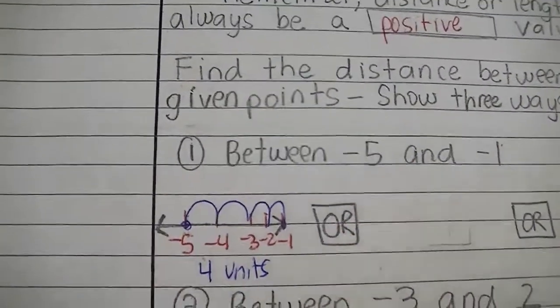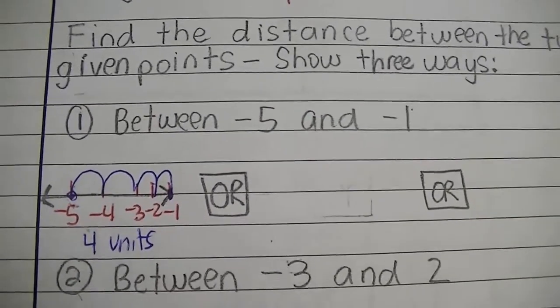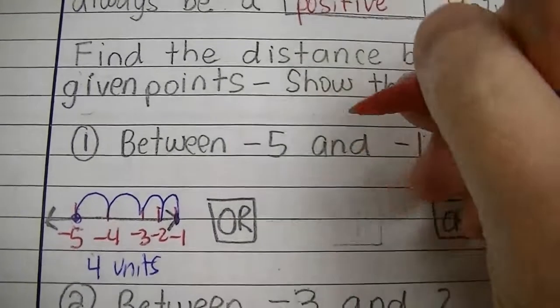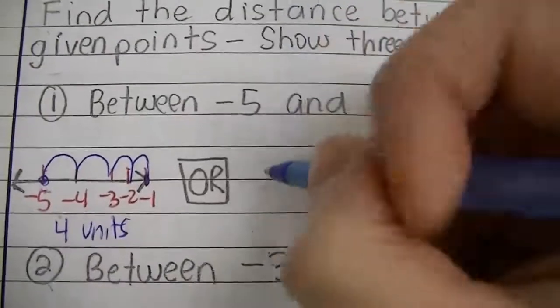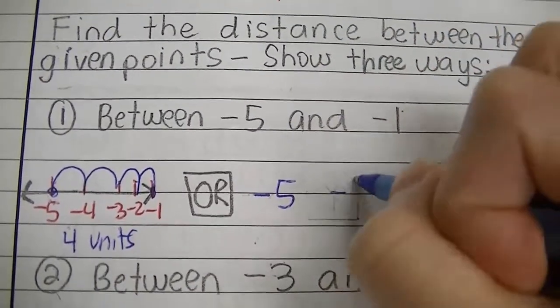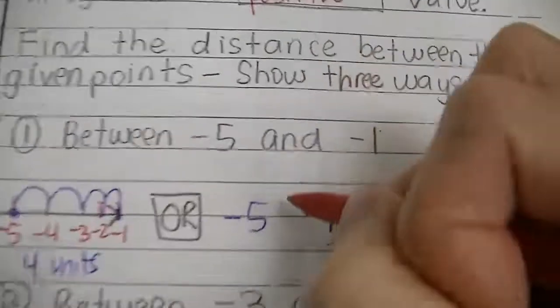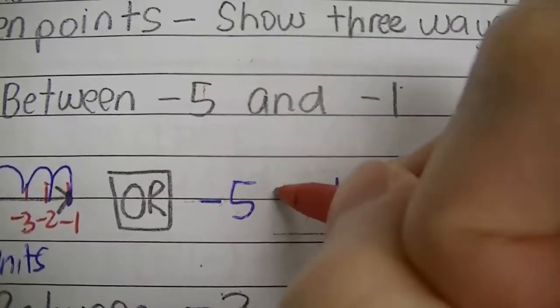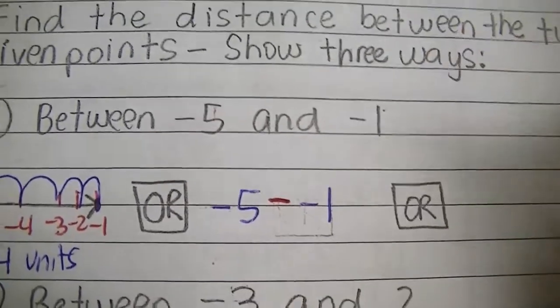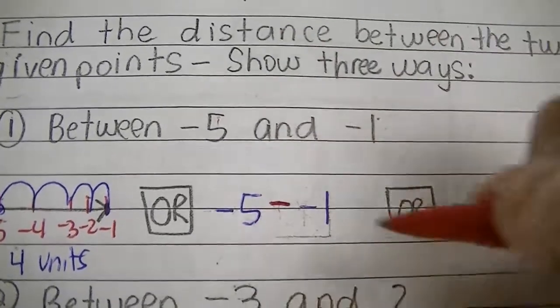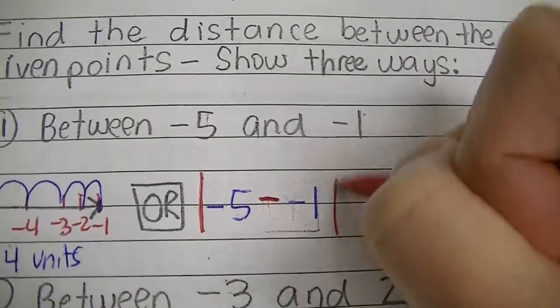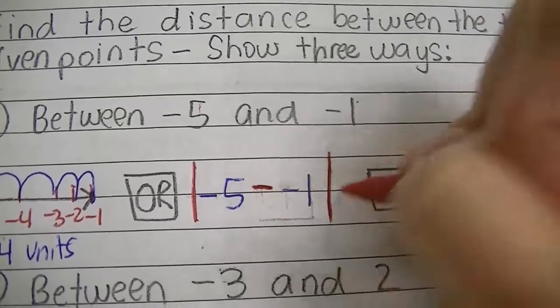Okay, another way is a new way that I'm going to show you, and really what you do is you write down both numbers, okay, and then you're going to subtract. So you wrote down -5 and -1, you're going to subtract them, and since distance and length is always a positive value, you're going to put the absolute value on that solution.